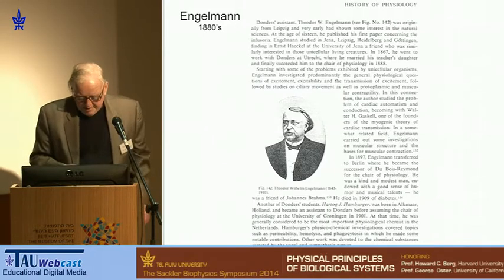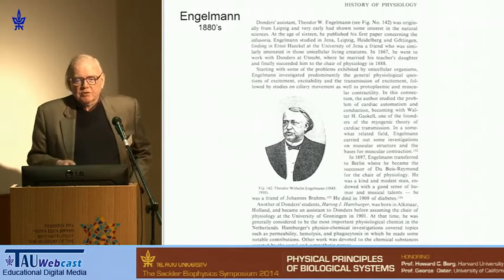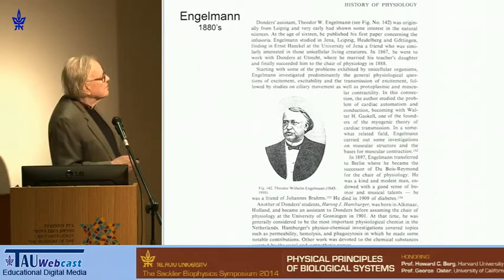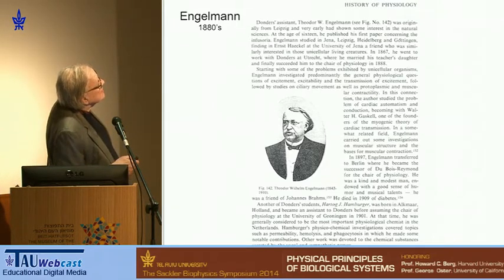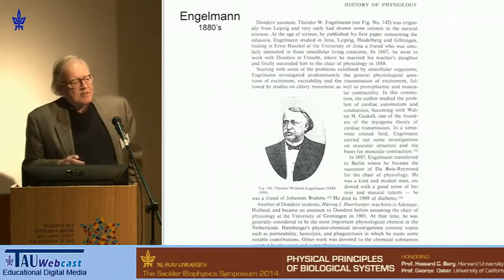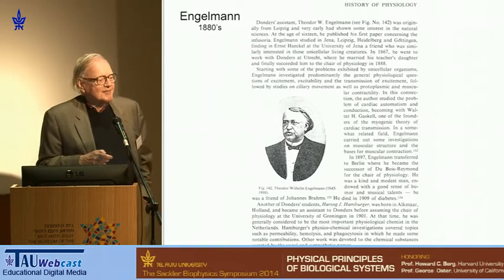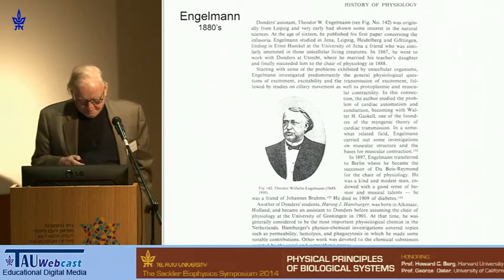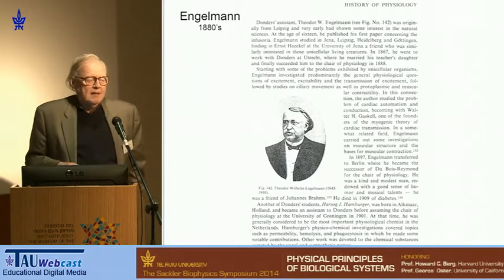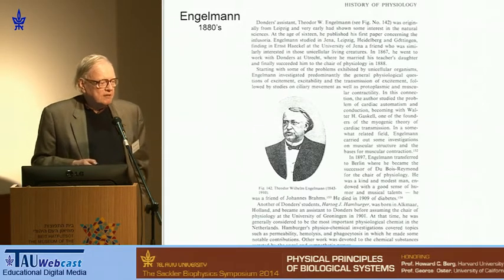But I like this, particularly to show students, because it shows that there are different ways of getting ahead in the field of science. And up here it says, in 1867, he went to work with Donders at Utrecht, where he married his teacher's daughter and finally succeeded him to the chair of physiology in 1888. So if you're going to work for somebody, find out what their sons or daughters look like, and there's a way forward. If we fast forward another 100 years, Engelmann, by the way, did beautiful experiments on the response of bacteria to light.